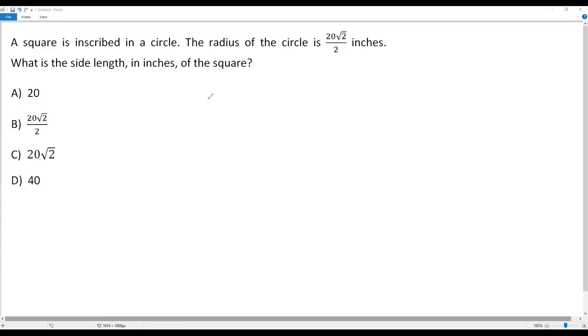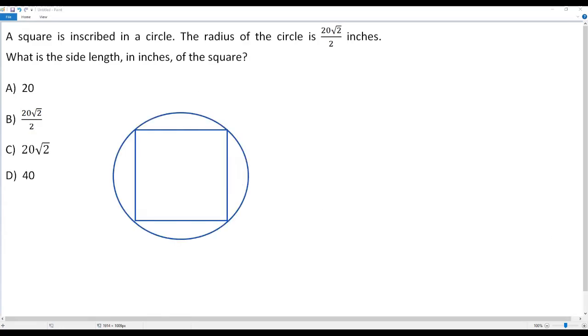Okay, first let me draw a circle with a square inscribed in it. Here I have drawn a circle and a square is inscribed in it. Also, each vertex of the square lies on the circumference of the circle. When a square is inscribed in a circle where each vertex of the square lies on the circumference of the circle, then the diagonal of the square equals the diameter of the circle.